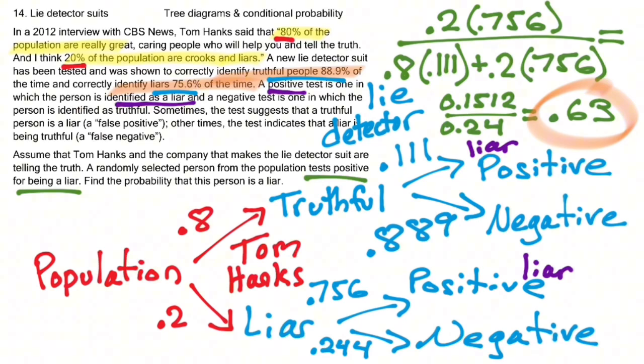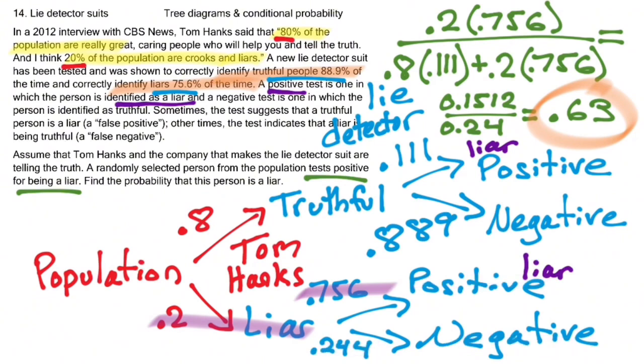The other branch of the tree diagram is the 20% of the population that was a liar. If the lie detector test is correct on identifying liars 75.6% of the time, then that means if they are a liar, then 75.6% of the time, it is a positive result. They were a liar. And then right below that, you have the false negative, 0.244 chance that they are, according to the lie detector test, a truthful person when in fact they are a liar.